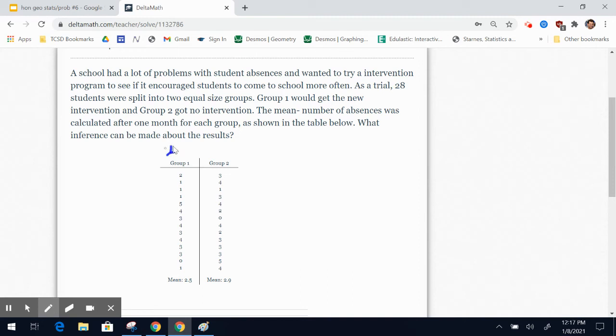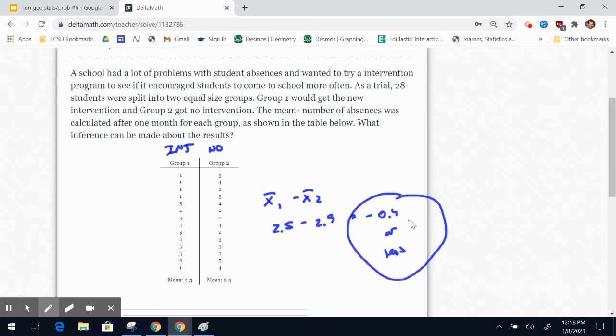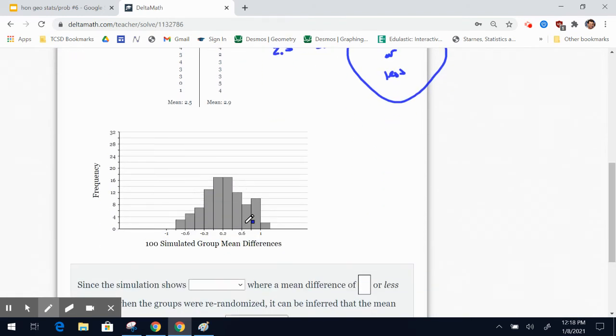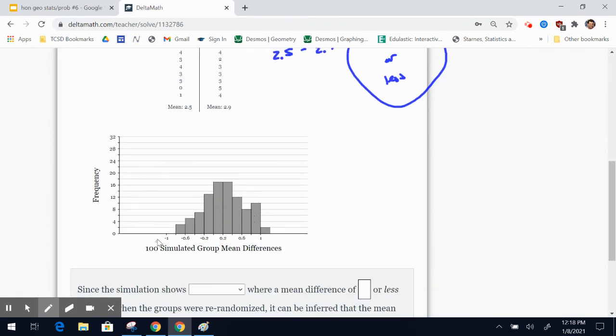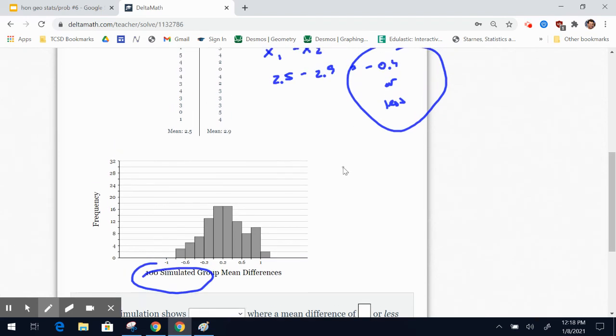So again, this is the intervention group, and they got no intervention. So we're going to take our x bar 1 minus x bar 2. 2.5 minus 2.9 is a difference of negative 0.4. So we're probably going to go negative 0.4 or less because it's negative, right? If it was positive, we'd probably go more, depending on what the dot plot looked like or the histogram. So let's see how often that occurs in our 100 simulations. So we're looking for a negative 0.4.